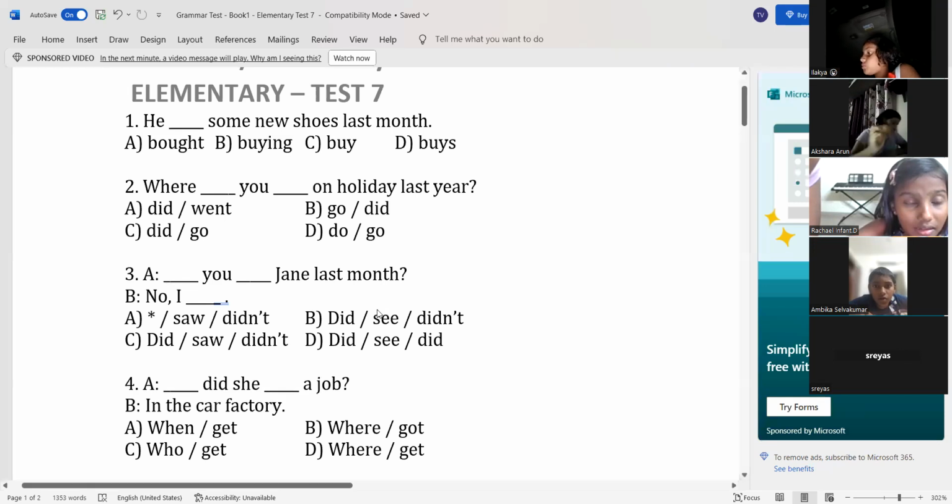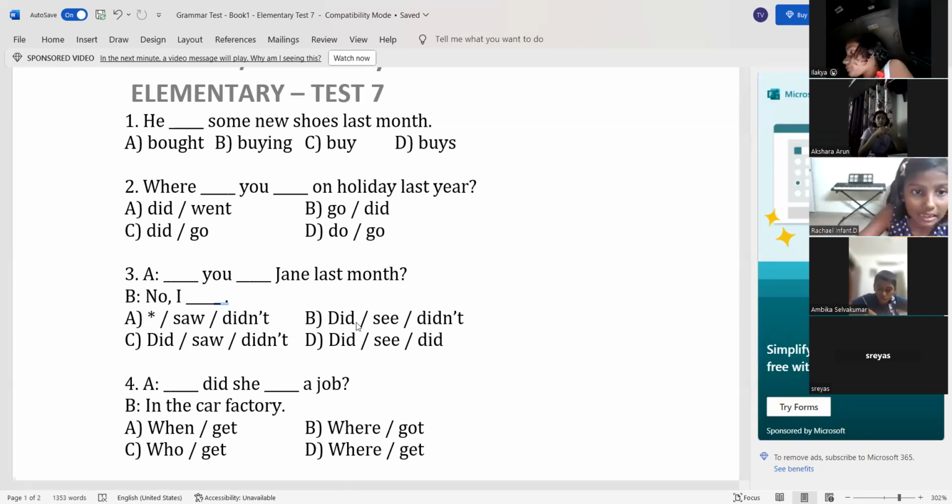Very good. Did you see the split here? Did plus see. You can never have did plus saw. You can never have it. The answer for three is B. Did you see Jane last month? No, I didn't see. Yes, sir, that is the split.